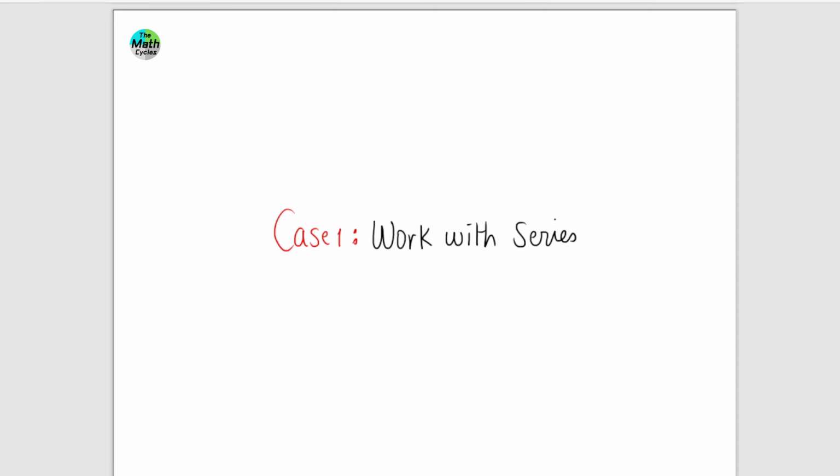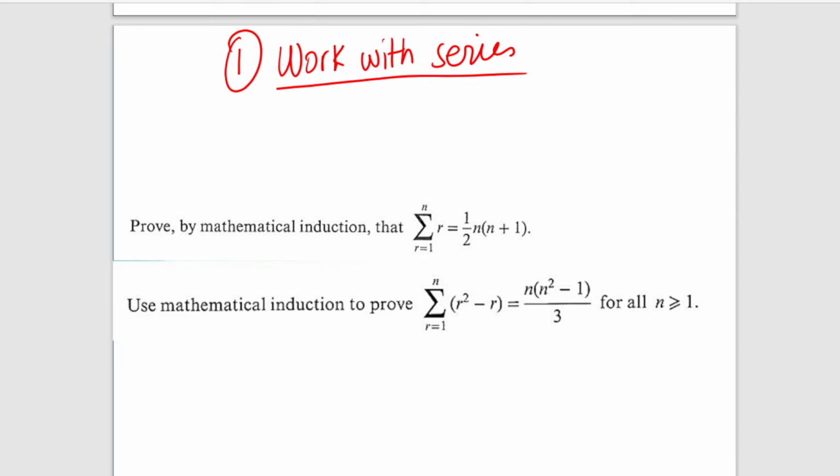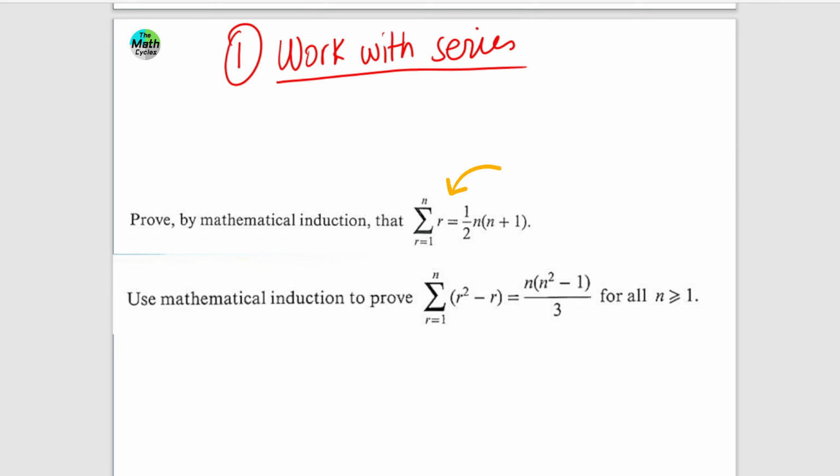Let's start with the first case. Proof by induction for series. Usually, that's how they ask the questions. Prove by mathematical induction that the summation of r, from 1 to n, equals half n into n plus 1. Here, we have this in the list of formulae, but you need to prove it. And the method you are using is mathematical induction.